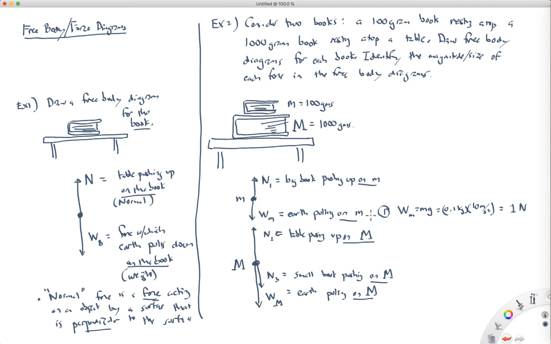What about this force N1 right here? Well, this is step 2. We can figure this out right away. So let me say this is what step we're doing in figuring this out.